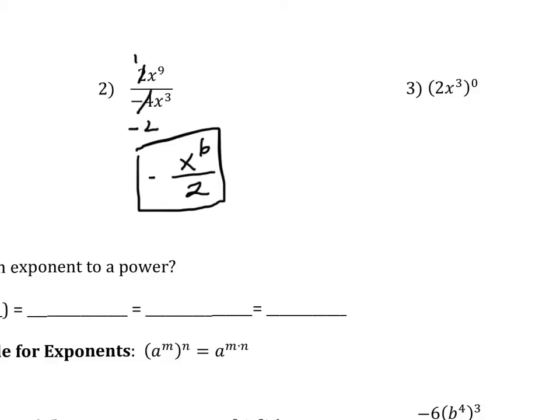Thirdly, we have 2x cubed to the 0 power. Well, anything to the 0 power is just 1.